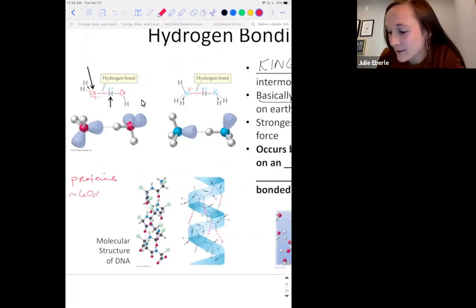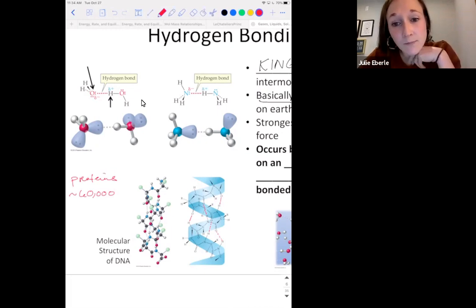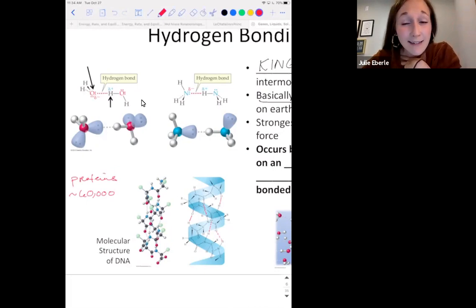Roughly 60,000 proteins in your body. Isn't that amazing? Proteins are held together by hydrogen bonds as well. And proteins are essentially the workforce of your body. Anything that gets done, I'm biased towards proteins. I did all my graduate studies on proteins. Anything that gets done is because of proteins, okay? They do all the housework. They do all the chores, essentially.